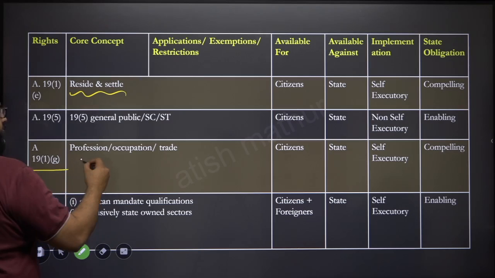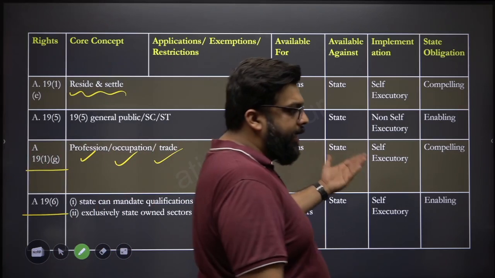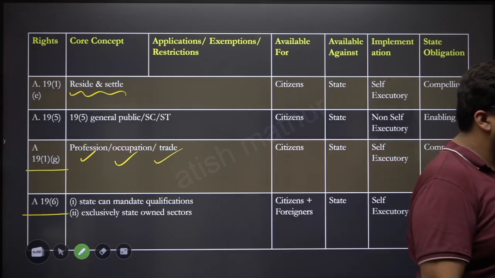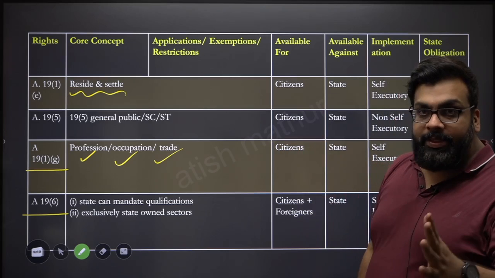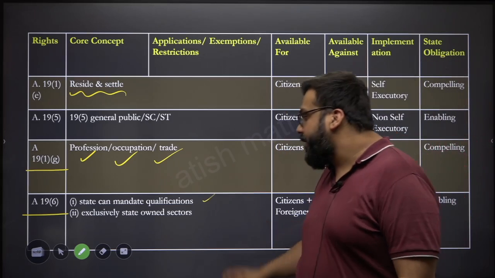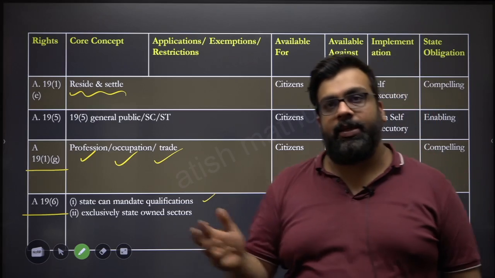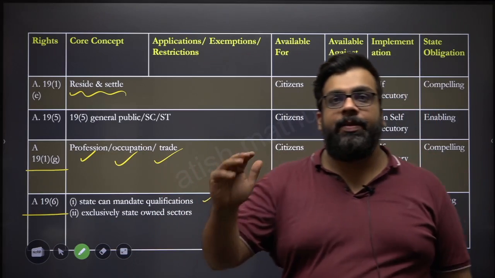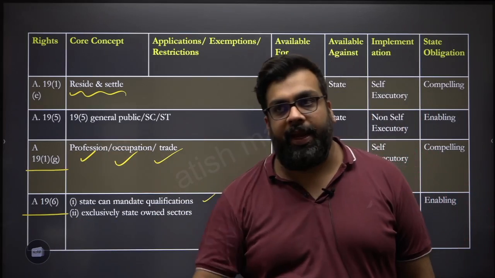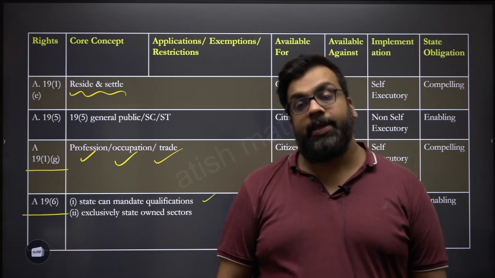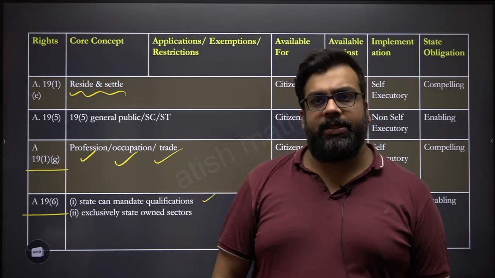So you've got the freedom to profession, occupation and trade, again available for citizens, against the state, self-executory and compelling in nature. But the restrictions mentioned in 19 clause 6, the state can mandate qualifications, which means you have to be a registered medical practitioner to practice medicine, or you need to be registered with the Bar Council to practice law, or you may need a fitness certificate if you want to be a commercial pilot in India. All of those are valid educational or certification restrictions.